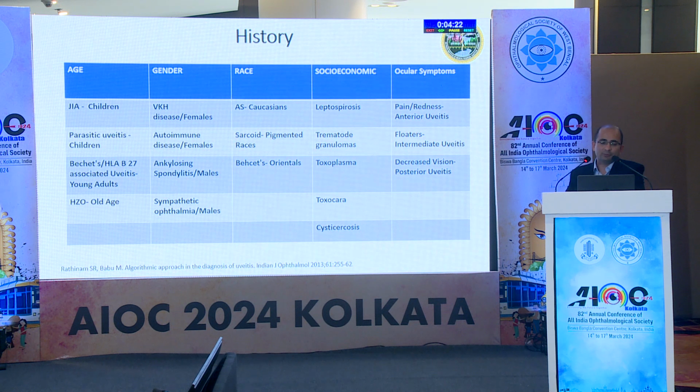Similarly, certain diseases are more commonly associated with a certain gender, like VKH is more common in females, autoimmune diseases are more common in females, and males may have more sympathetic ophthalmia due to injuries to the eyes. Again, socioeconomic status has implications for parasitic diseases. And again, this is also very important.